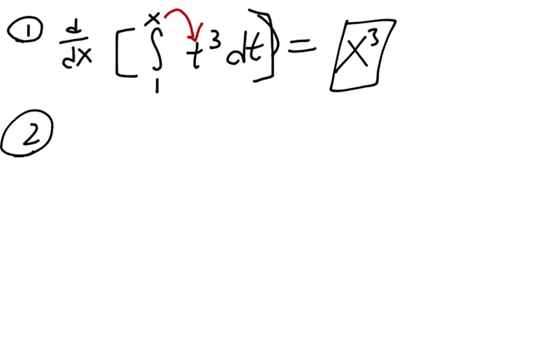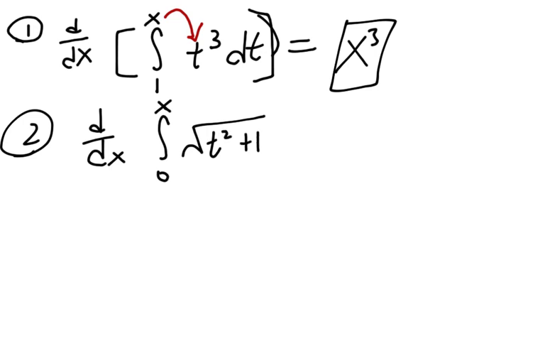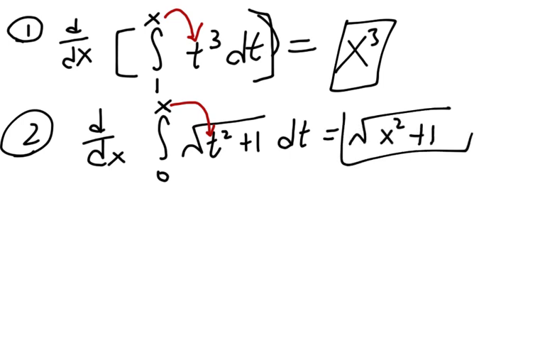Okay, the next one, the derivative of the integral from 0 to x of the square root of t squared plus 1 dt is equal to, take that x, put it in place of the t, that gives me the square root of x squared plus 1. And I'm done.